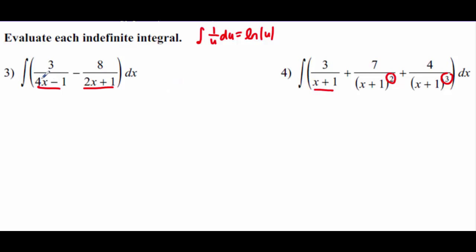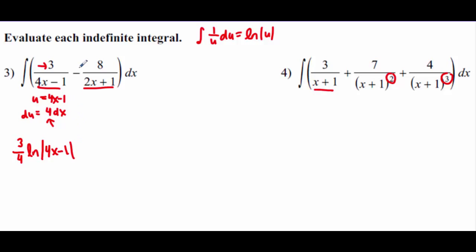Now, there's a kind of chain rule thing happening there, because if the bottom of this is u, we have to think of this like u substitution. u is 4x minus 1, and so du is 4. And that means we're doing 3 divided by 4 to get what's in front of our natural log. And then inside of our natural log is u, which is 4x minus 1.